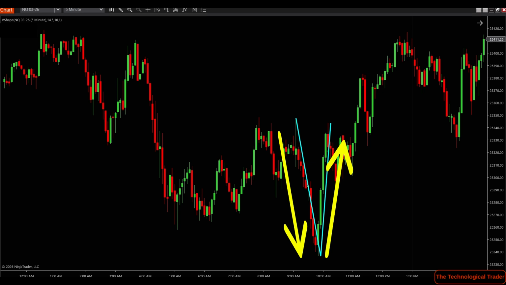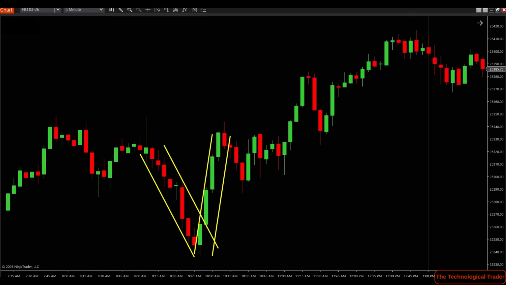Now, let's dive into how I define a V-shaped formation from an algorithmic perspective. The logic is simple and straightforward. First, I want to see the price move downward by a specific number of units, which I measure using the ATR, average true range. As it drops, the price must maintain a clear, consistent path without breaking its downward trajectory. Once that move is complete, I look for the exact same behavior in the opposite direction. As you can see on the screen, the yellow lines illustrate this perfectly.